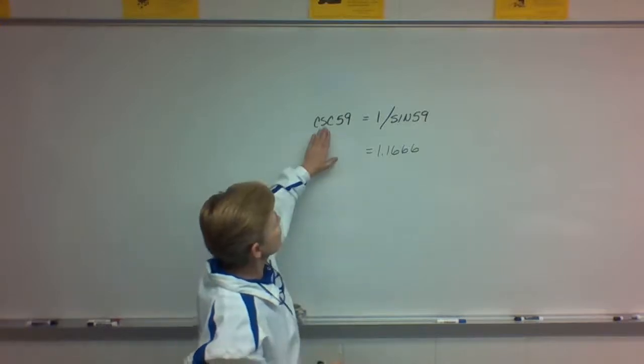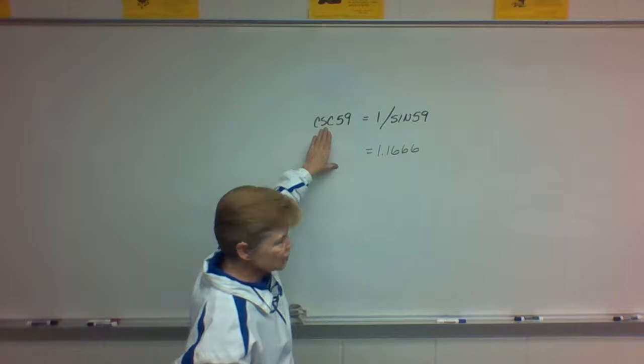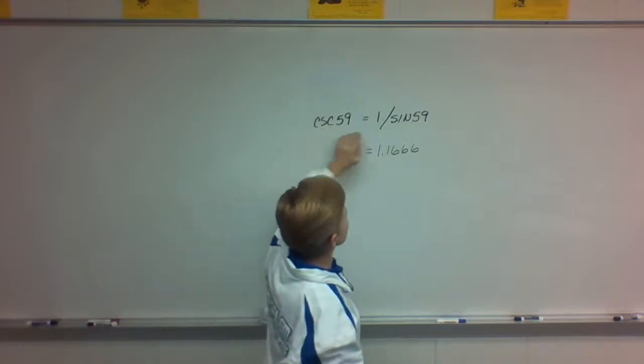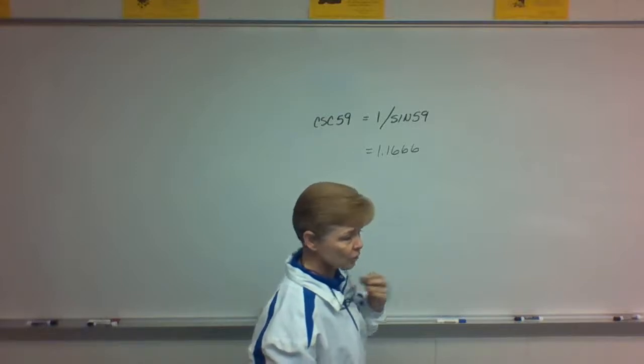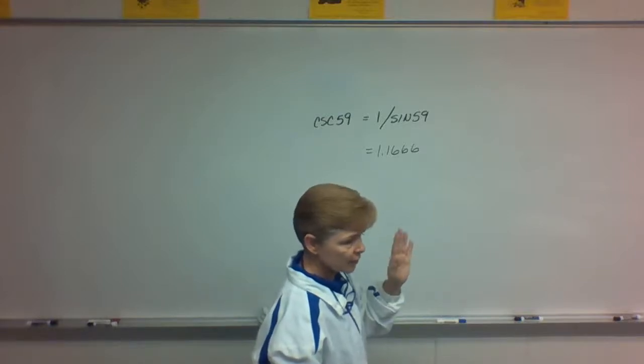So if you're doing one of the weirdos that's not sine, cosine, or tangent, remember which one it's related to, and just do 1 over that one that's familiar that you have a button for, because they're reciprocally related. Everybody clear?